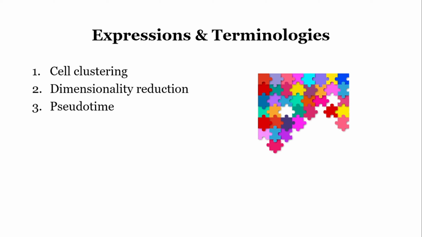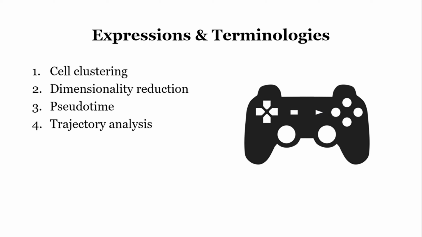This gives them a lot of information about what each cell is doing and how it's different from other cells. Trajectory analysis involves studying the developmental path or trajectories of cells over time or under specific conditions. It helps understand the progression of cell states and cell fate decisions in cellular processes.